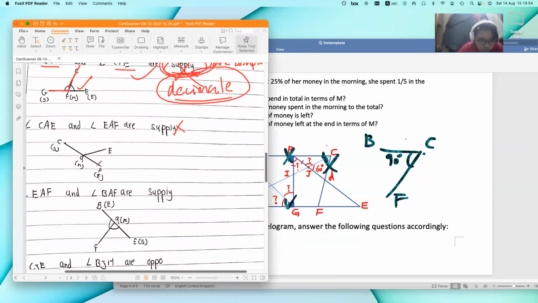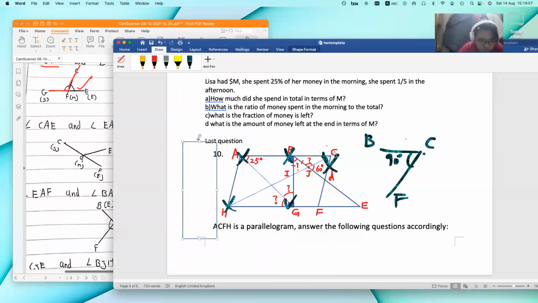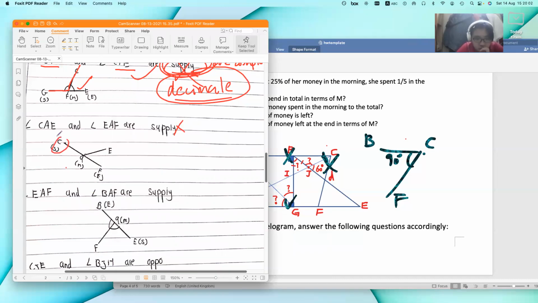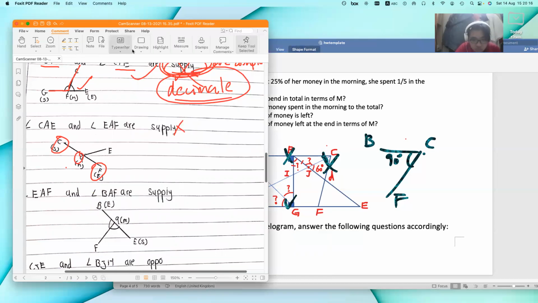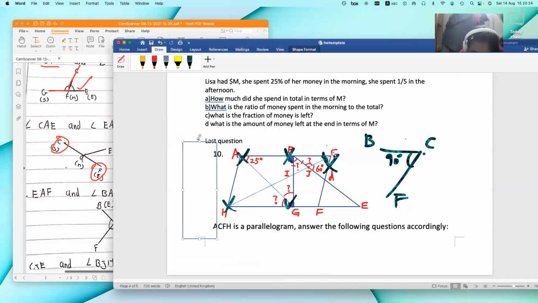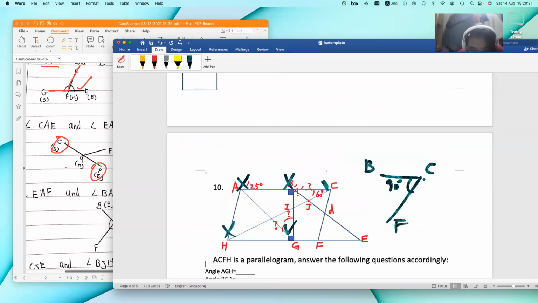Okay, then CAE. So this one is CAE, right? Or CAF, I'm sorry. Yes, CAF. CAF or CDF? I'm very confused. No, this one is A, it's A. CAF? Where got CAF in the question?